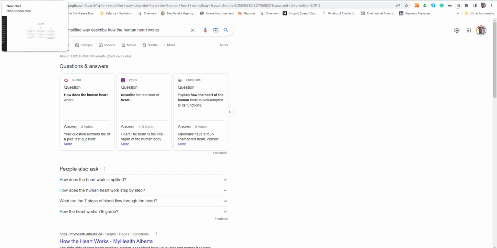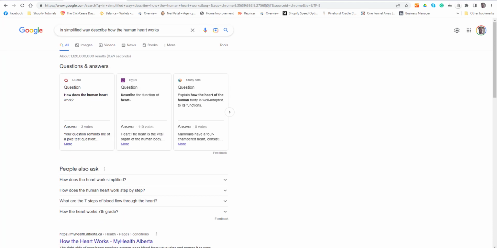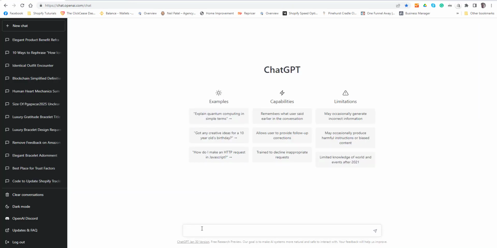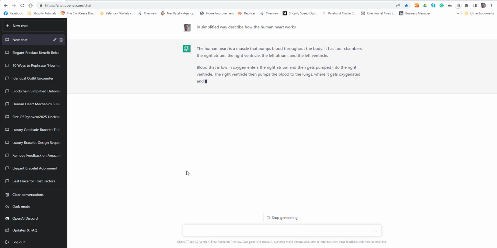Let's see what ChatGPT would give us. Of course, we've got a lot of answers and a lot of options here. So let's go over here, and all you do is put your same query in here: in a simplified way, describe how the human heart works. And then you just hit the button here, and it will start to give you an answer.